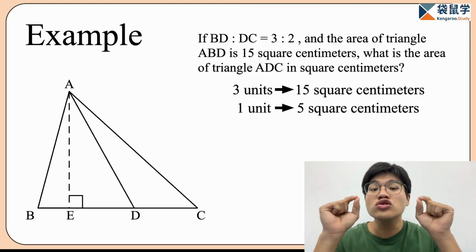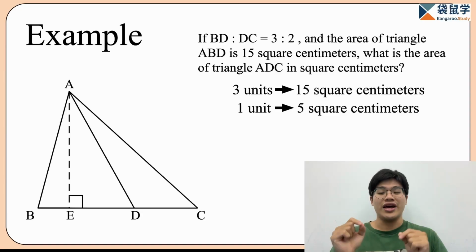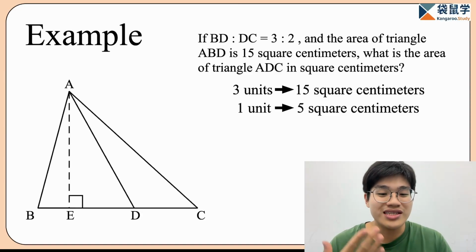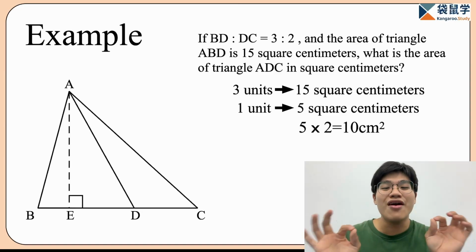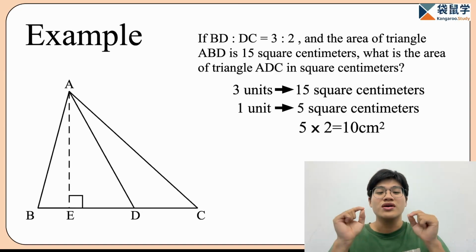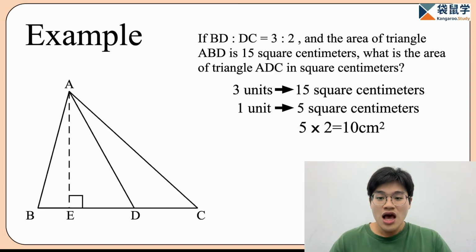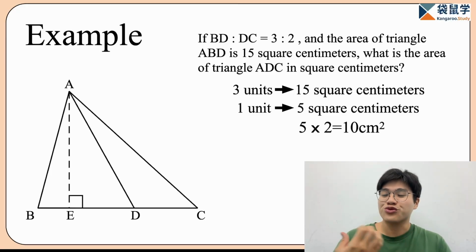And how do we calculate the area of triangle ADC? We just take 2 units, so we can use 5 times 2 to get the area of triangle ADC that equals 10 square centimeters. So this is how we apply the equal height model.